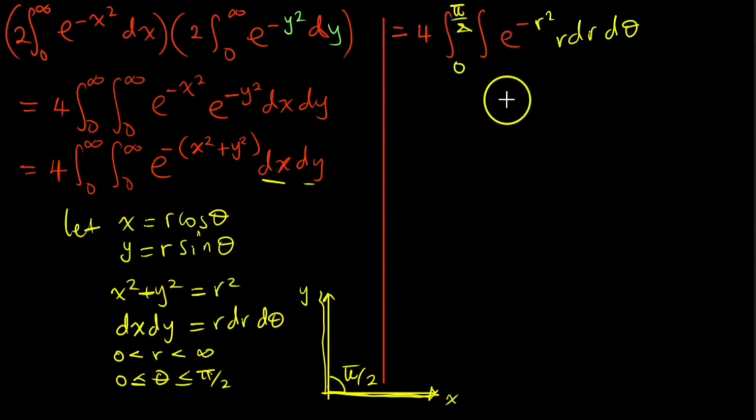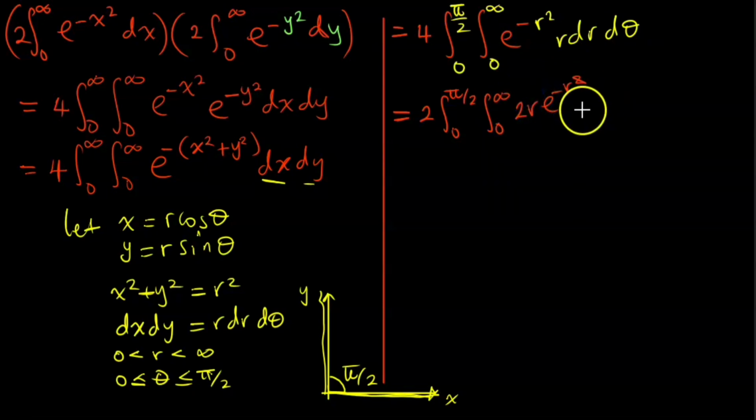Then the inside integral is for r, which changes from 0 to infinity. So I'm going to peel off one of the two, that is 2 times 2. I'm going to write 4 as 2 times 2, but the second 2 will come into the integral. That means we're going to have the integral from 0 to pi over 2 times the integral from 0 to infinity. When I bring the 2 in here, join it with this r, that becomes 2r e to the power of negative r squared, dr d theta.